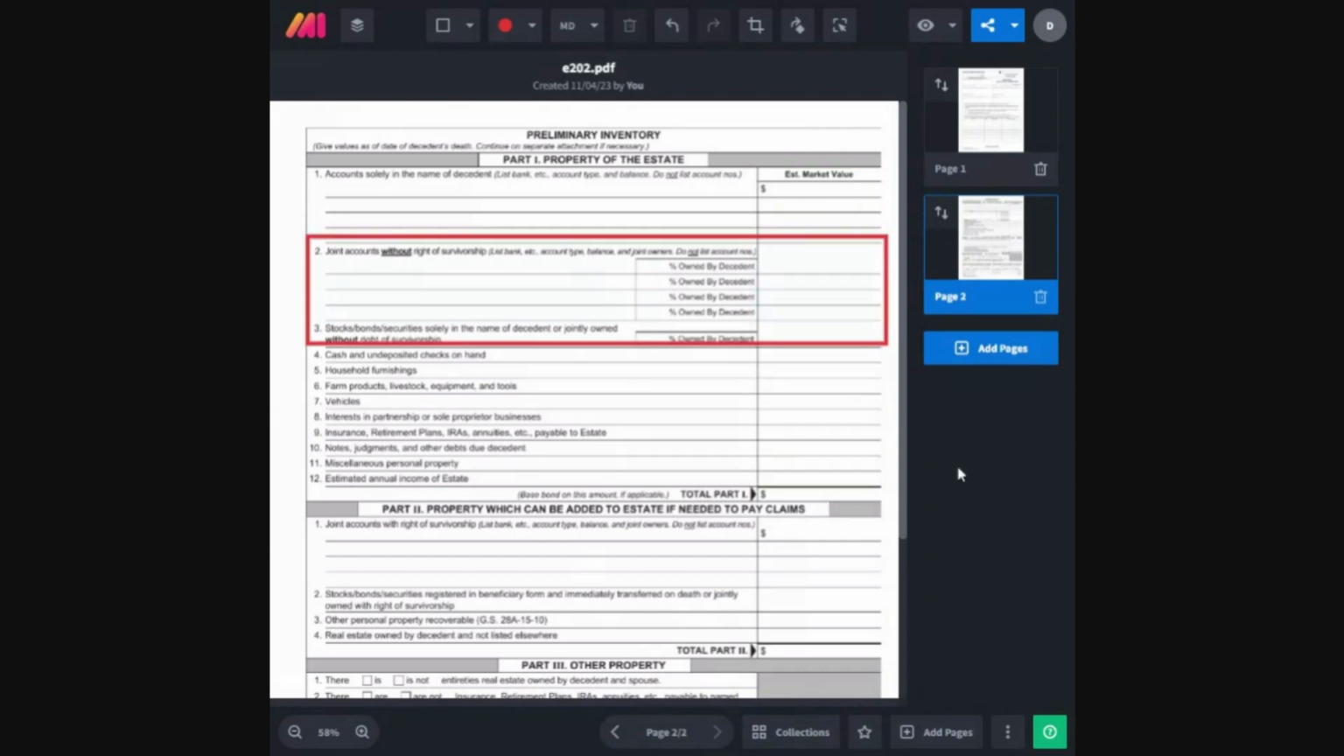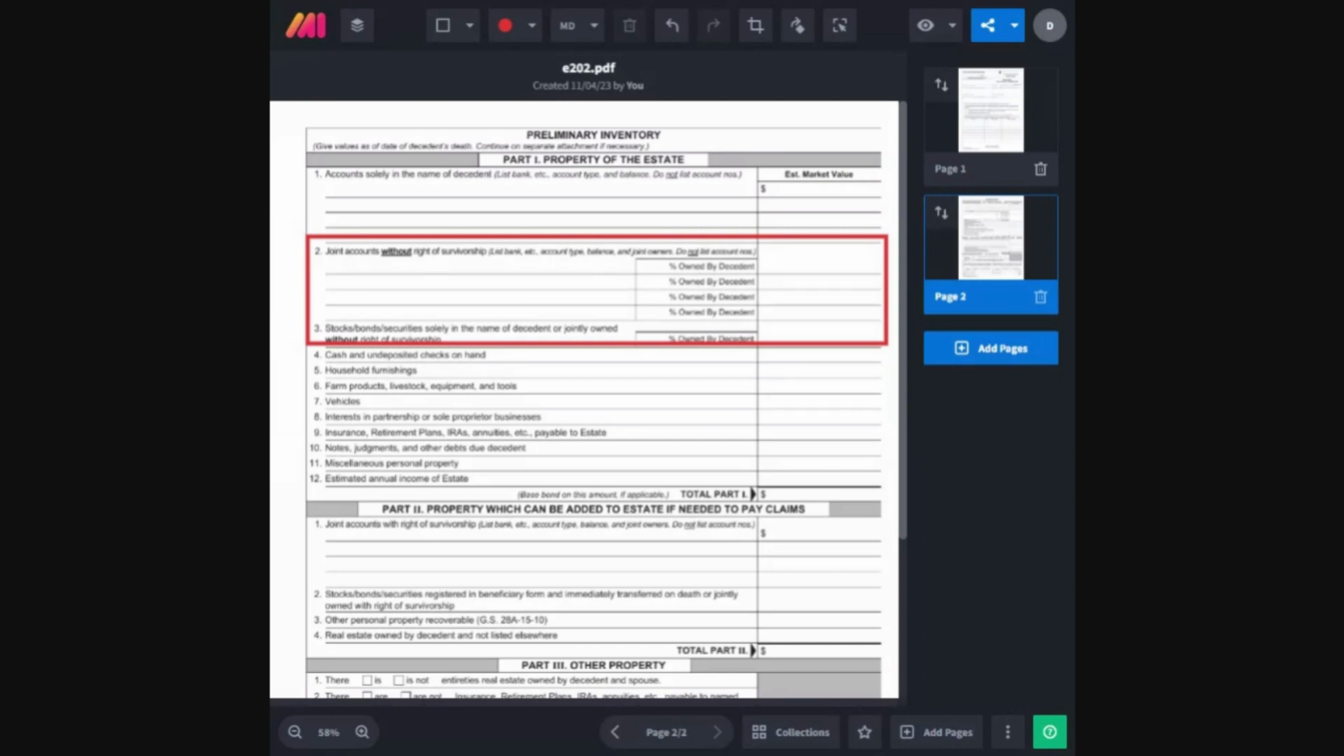Now, question number 2 says, joint accounts without right of survivorship. So here they're asking you if he had an account with another person without right of survivorship. Now, just in case you're unfamiliar with what the term right of survivorship means, it means that there are two or more people who own the property or the assets together, so they are all co-owners.